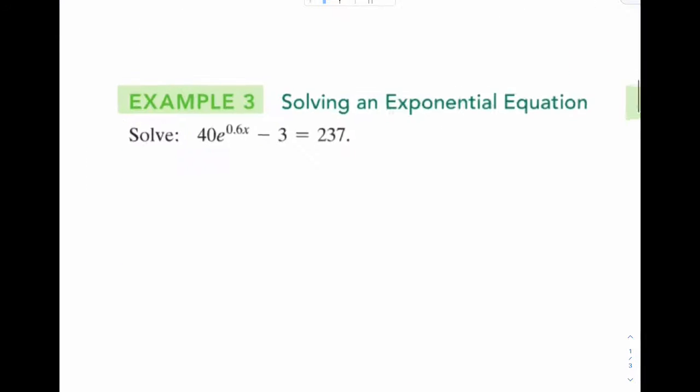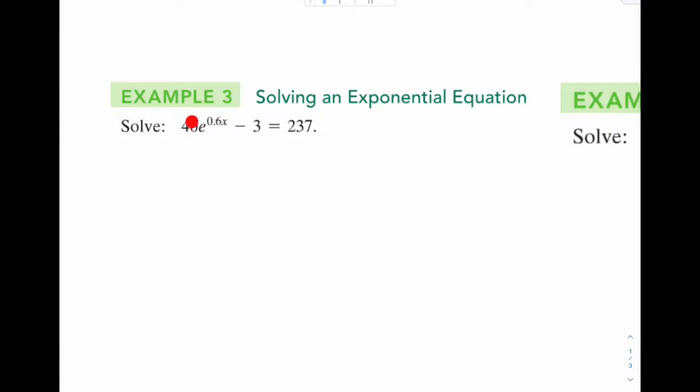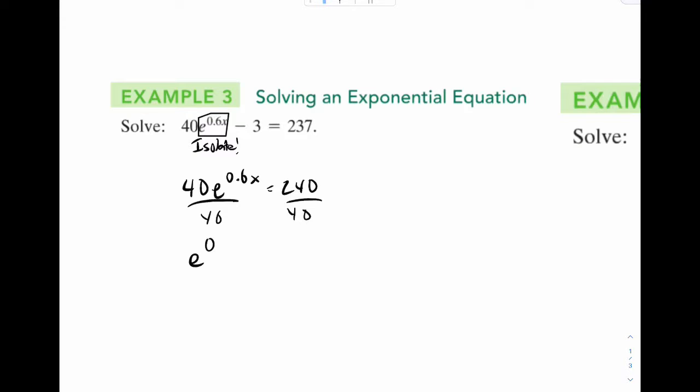Let's go here. So already I can see a little more complicated. I have an e, I have a 40 over here and a minus 3. So what you want to focus on is this thing right here. You want to isolate this. That's going to be your goal. So I'm going to have to add that 3. And I'm going to divide by 40. So e to the 0.6x, that's going to equal 6.